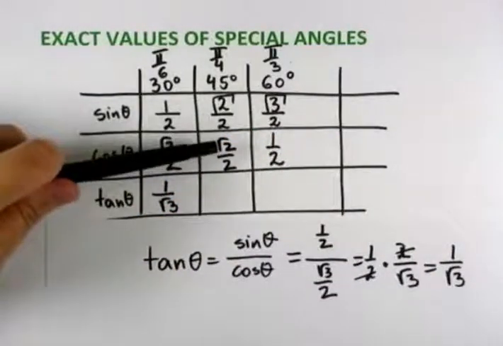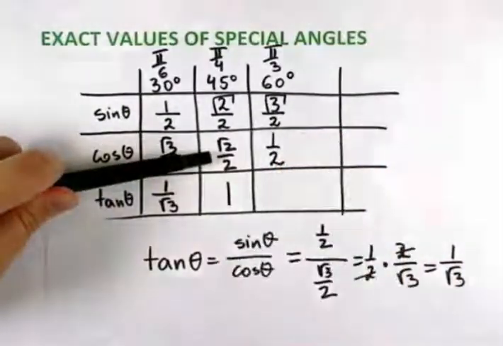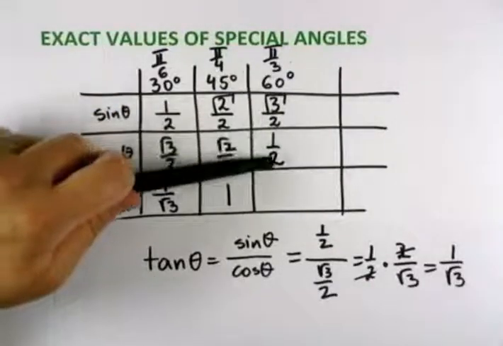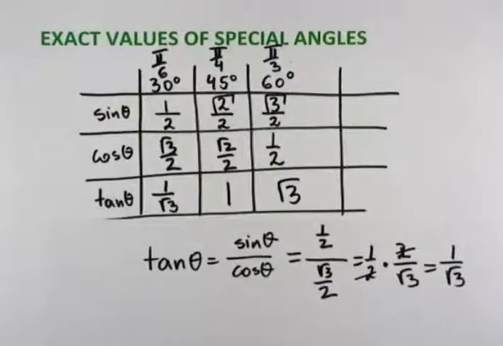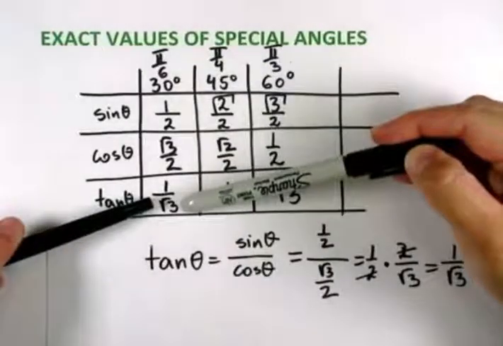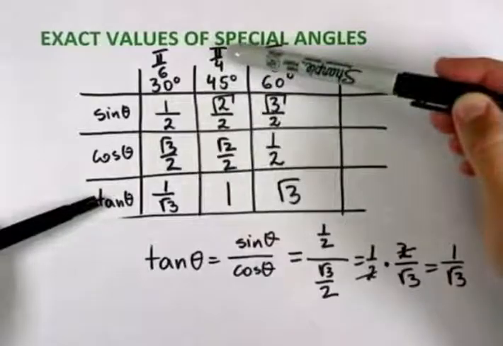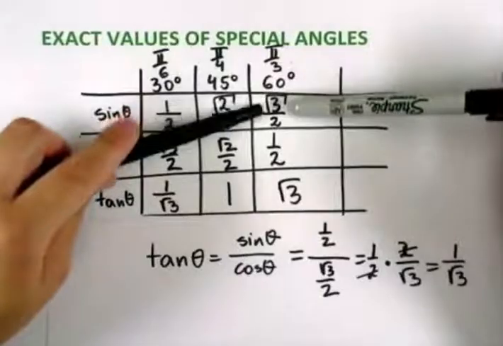Root 2 over 2 divided by root 2 over 2, those are exactly the same terms, so when I divide them it is 1. And for the last two, when I divide, flip the second fraction, and I get root 3. So that's how I remember the special angle values, and everyone should know them, either using triangles, the unit circle, or this chart. So tangent pi over 6 is 1 over root 3. Tangent pi over 4 is 1. Tangent pi over 3 is root 3.